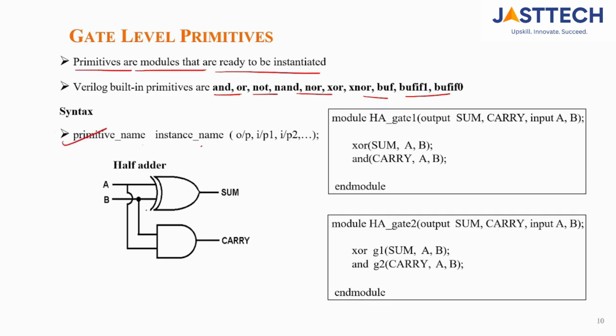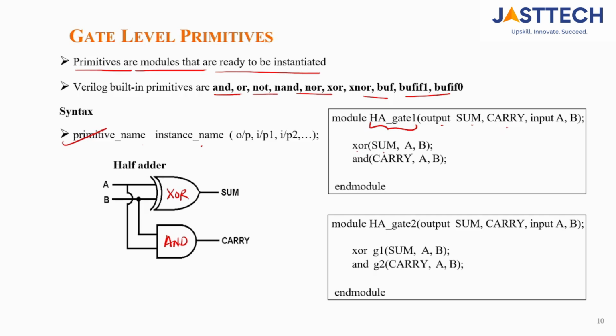Suppose you consider the half adder. A half adder has one XOR gate and one AND gate. How to write the gate level modeling? Module, and what is my module name? half adder underscore gate 1. You need to declare output sum comma carry, input a comma b.